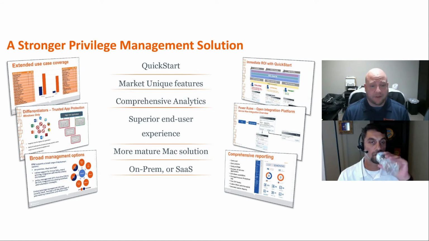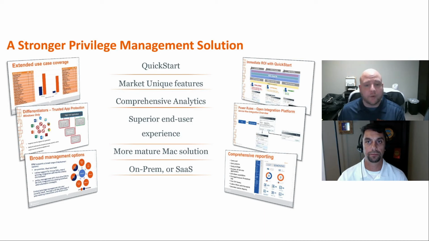I mentioned earlier, we do have probably the most mature Mac solution available anywhere in the globe, so we can accomplish both endpoint types within a single solution. And we also know that some customers aren't ready to go SaaS. Although we have a great SaaS model, we also still have the on-premise solution as well. Because different customers, different markets, different entities, they need different options, and so we can accomplish both of those out of the box.